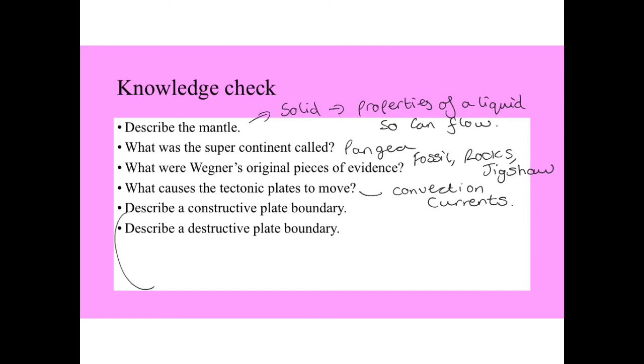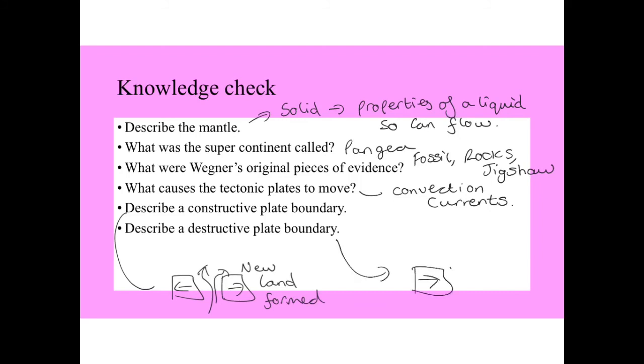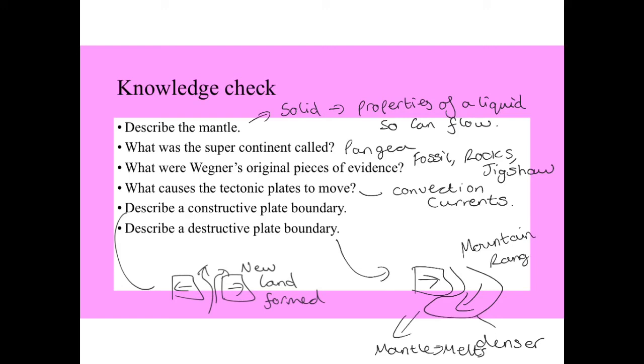And then describe a constructive plate boundary. So at a constructive plate boundary, plates move apart, magma rises up, new land formed. And then a destructive plate boundary: plates move towards each other. The denser plate goes underneath and goes into the mantle and melts. So you get mountain ranges forming from this one. Because of the way the plates move towards each other, mountain ranges form. You also get volcanic eruptions.